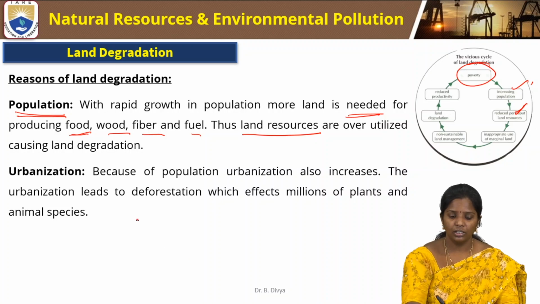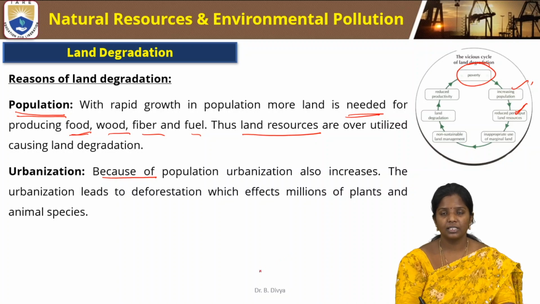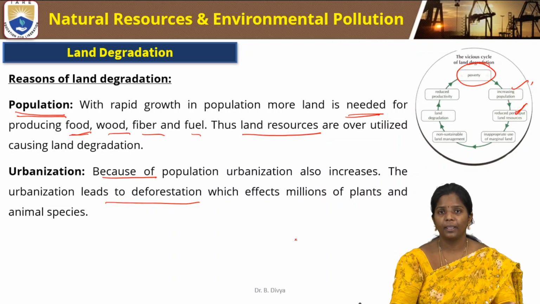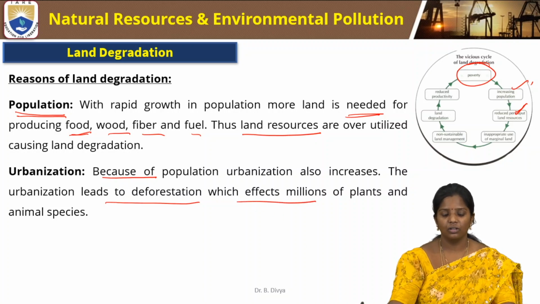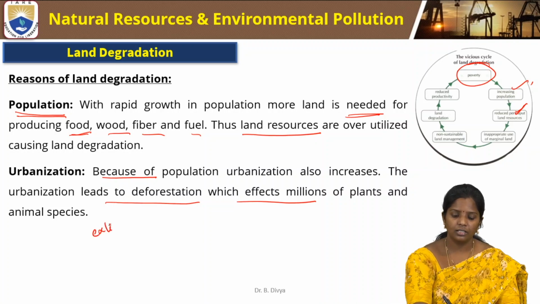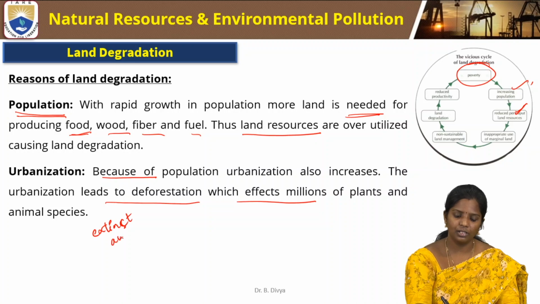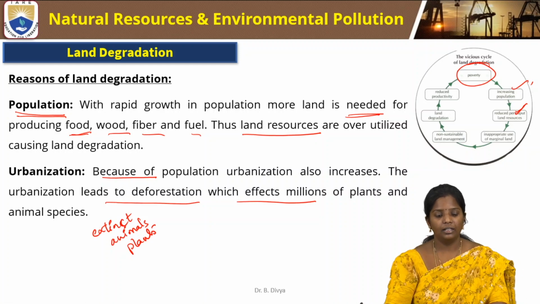So in urbanization, what happens? Because of population increase, urbanization also takes place. People migrate to other places. So urbanization leads to deforestation. It means that we cut down the trees and make it a habitable place, which affects millions of plant and animal species. So it means we are also making extinct some of the species that are available in India, rare animal species and plant species. Some rare species will become extinct. So this is a reason for land degradation.